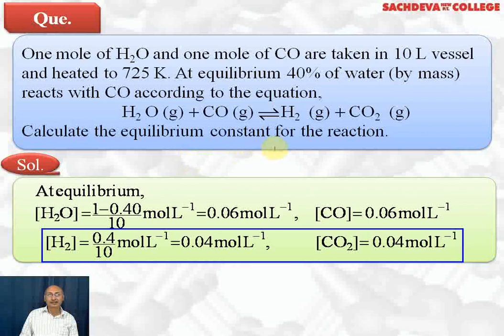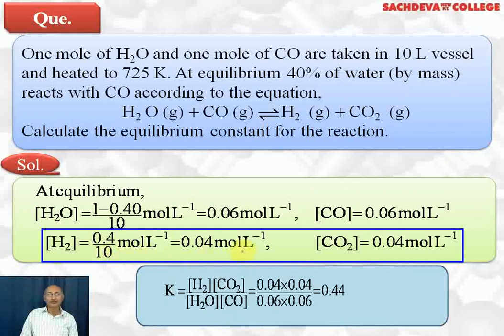So it will result in the formation of 0.04 moles per liter of hydrogen and 0.04 moles per liter of carbon dioxide. So the molar concentration of hydrogen is 0.4 divided by 10, 0.04 moles per liter. Carbon dioxide concentration is also the same, 0.04 moles per liter.